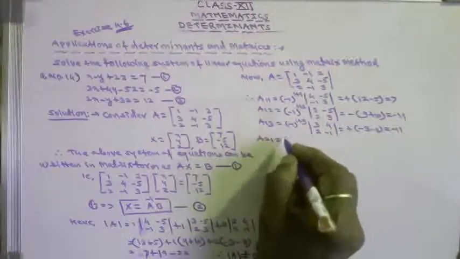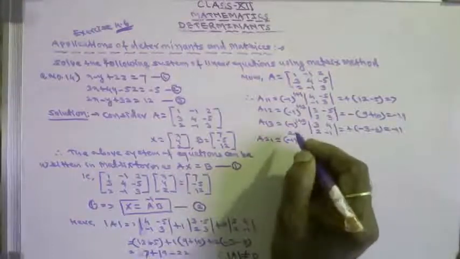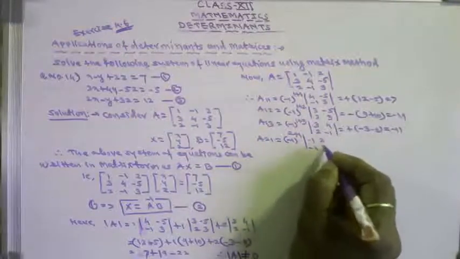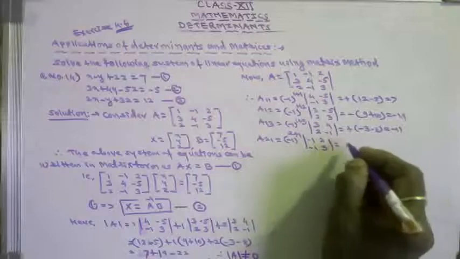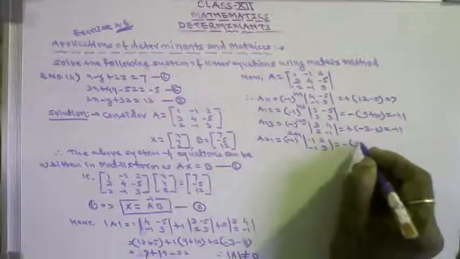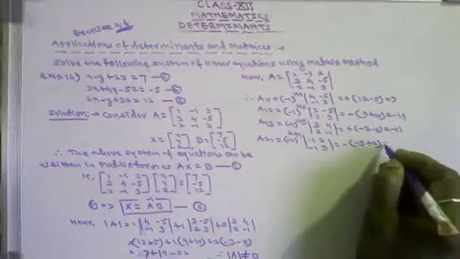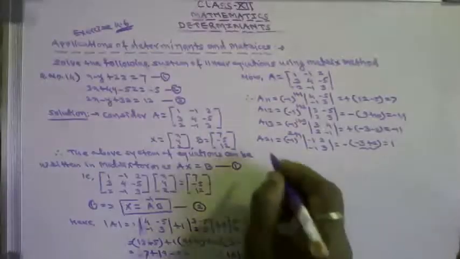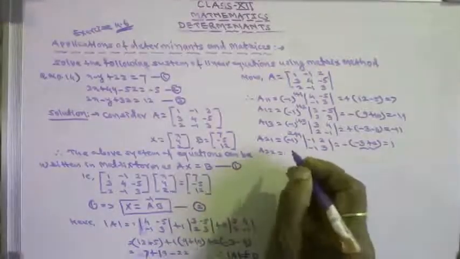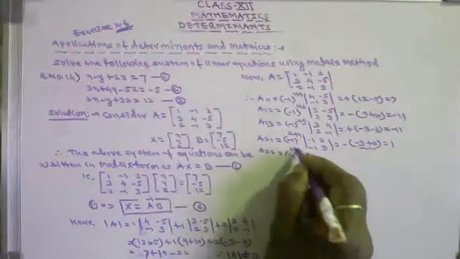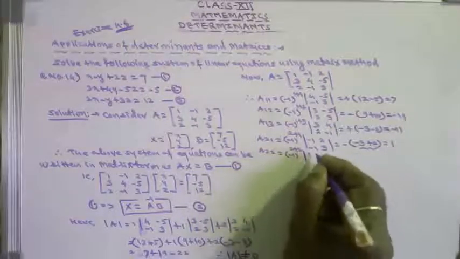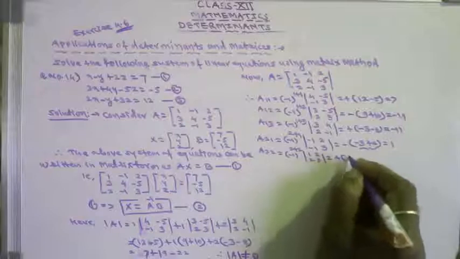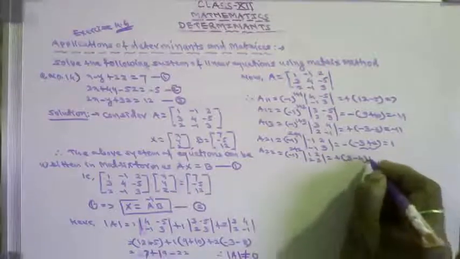A21 is minus 1 raised to the power 2 plus 1 into the matrix minus 1 2, minus 1 and 3. So that is minus, this will be minus 3 plus 2, that is minus 1, and here it is minus, so it will be plus 1. A22 is minus 1 raised to the power 2 plus 2 into the determinant 1 2, 2 3, so that is plus 3 minus 4, that is minus 1.